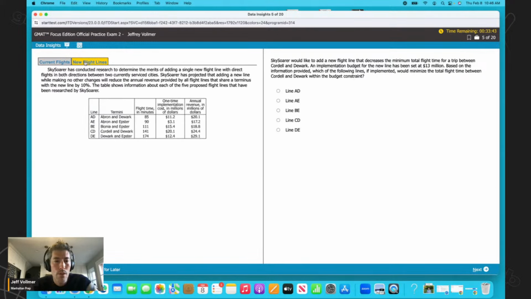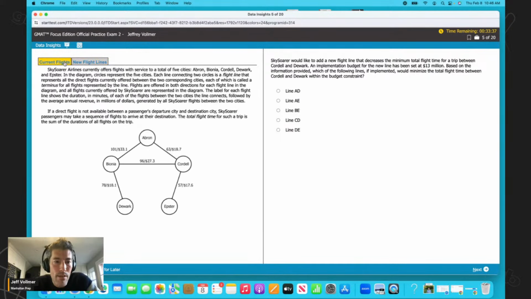All right, cool. So would AD do it? If I put AD in, does that decrease the minimum flight time? Right now it's at 174. If I put AD in, AD would take 85 minutes. 85 plus 63, that would shorten it. So AD is still in the running.